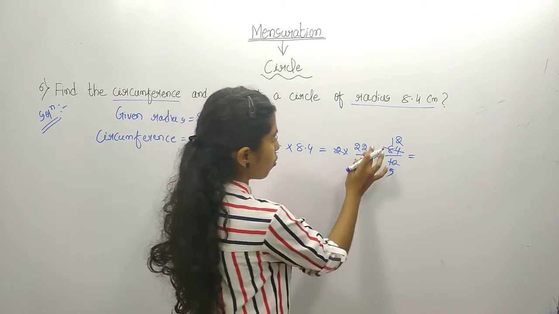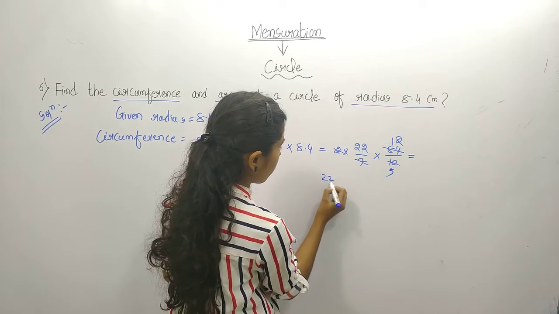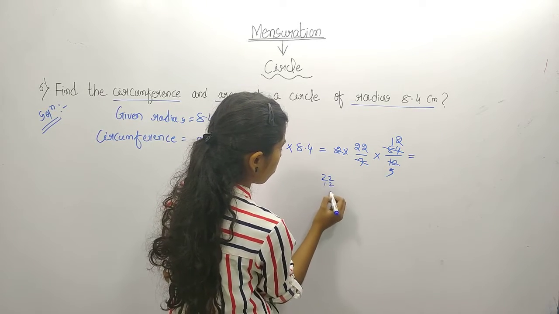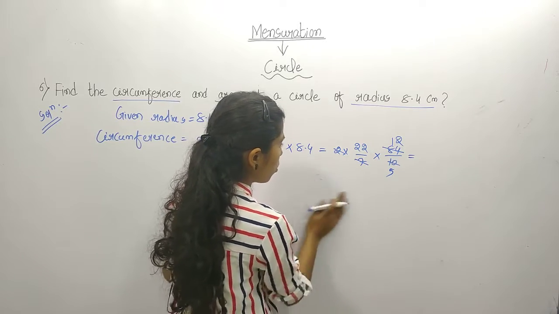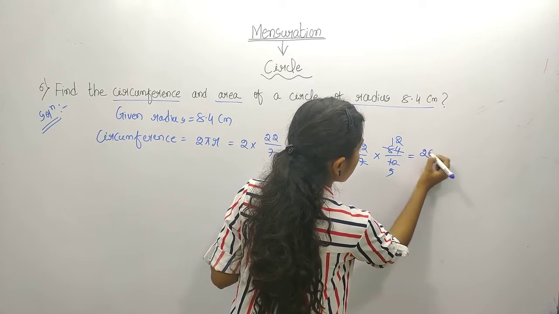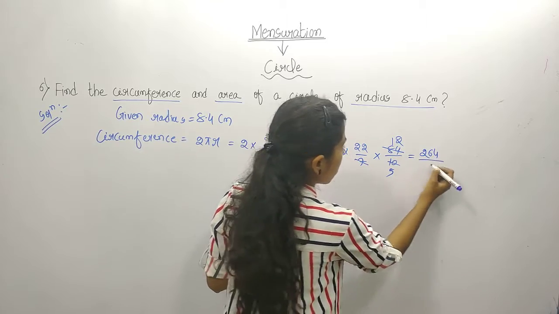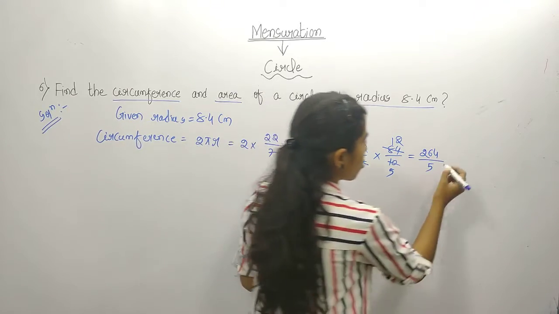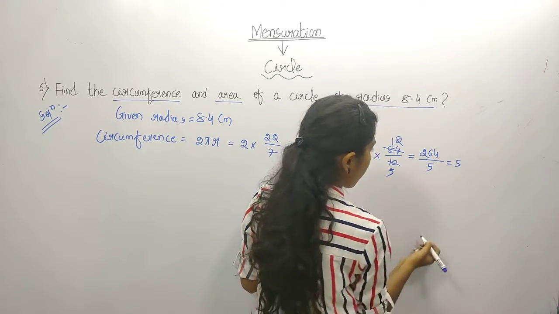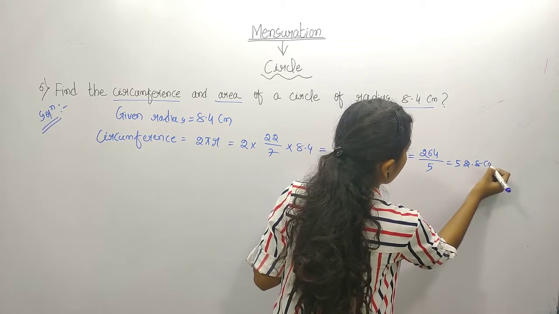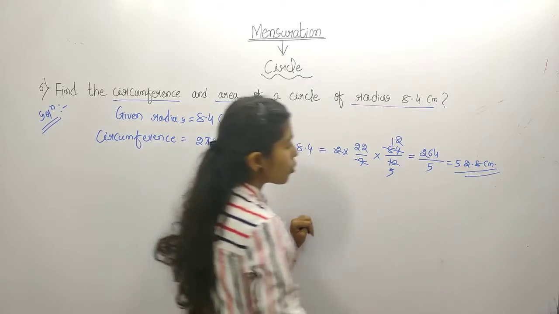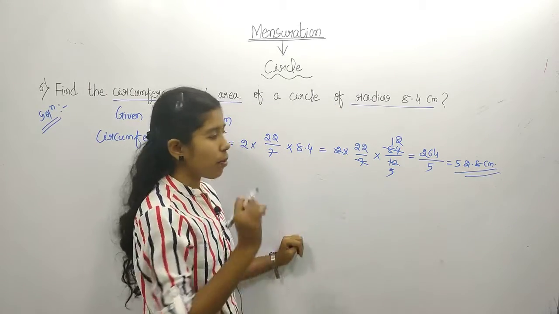Now 22 into 12 is 264, divided by 5. So how much will it come? 5 into 5 is 25, and so on, we get 52.8 cm. So your circumference is 52.8 cm.